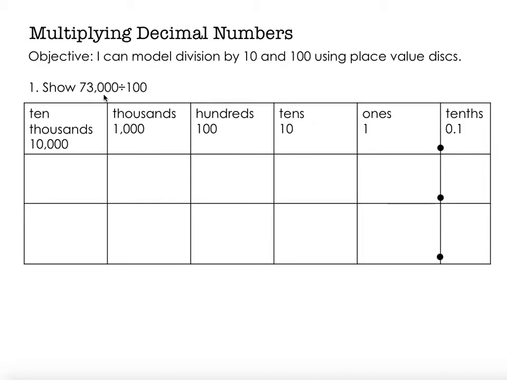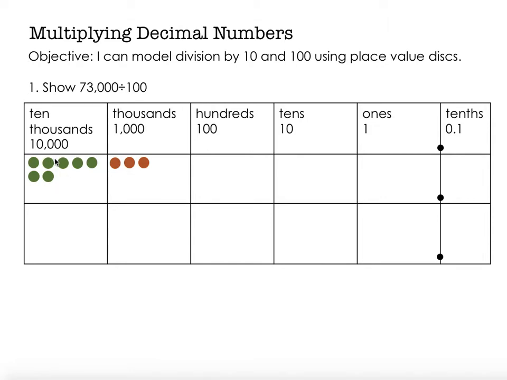We're going to show 73,000 divided by 100. So I'm going to put 73,000 in my place value chart. So I have 7 10,000s, 3 thousands, 0 hundreds, 0 tens, and 0 ones. Now I'm going to divide each of the parts by 100.